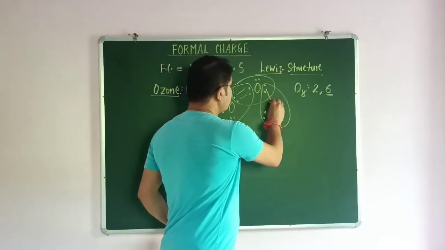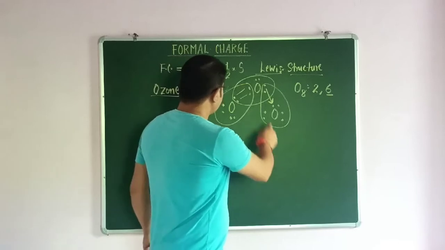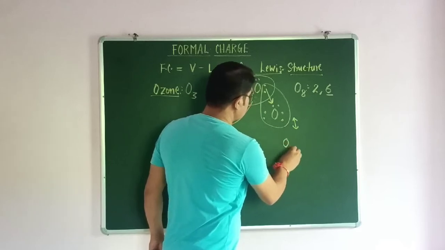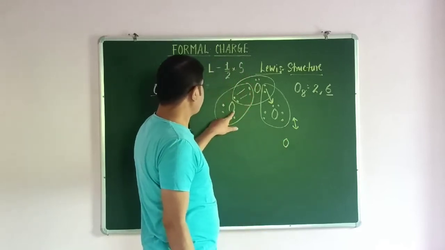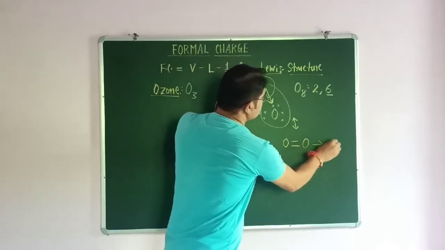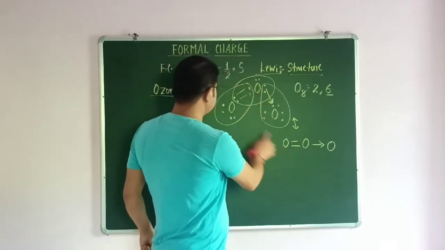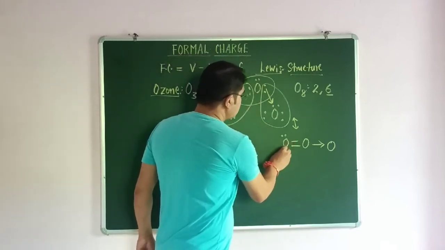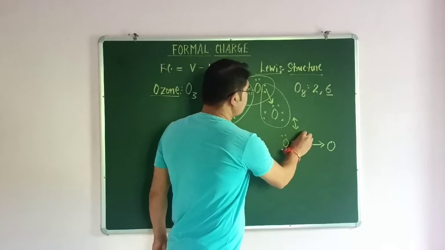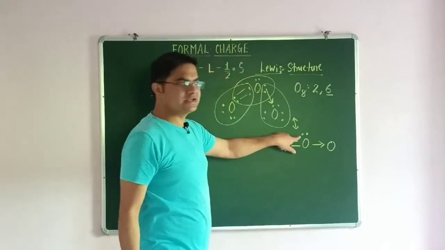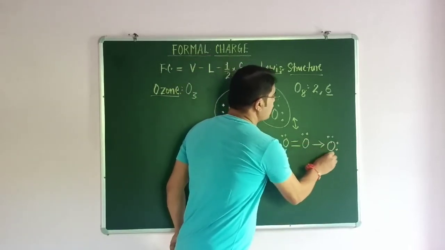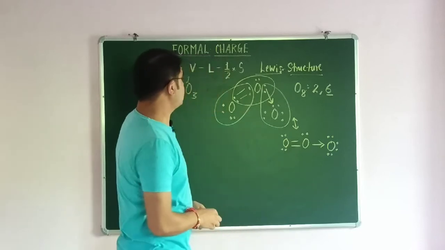We represent the coordinate bond with an arrow in the Lewis dot structure. The Lewis dot structure for ozone is one oxygen atom double bonded with the second oxygen atom, then a coordinate bond with the third oxygen atom. In the first oxygen atom 4 electrons are left, which is 2 lone pairs. In this oxygen atom only 2 electrons are left, considered as one lone pair, and in this oxygen atom we have 6 electrons left, meaning 3 lone pairs.